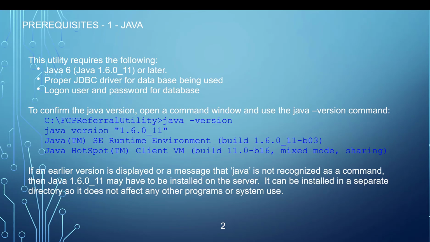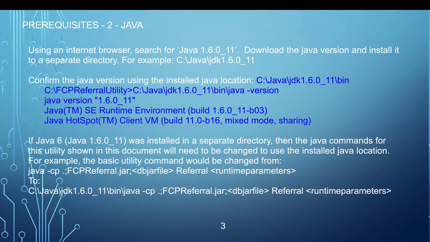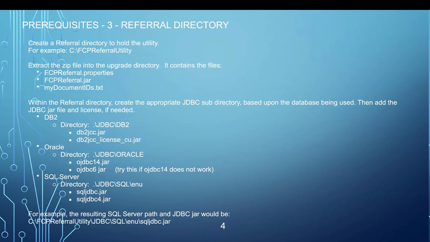You can first confirm your Java version. If you have not installed Java, you can search for Java using an internet browser, download the Java version, and install it to a separate directory. If you install Java 6 to a separate directory, when you run the utility command, you need to add the Java directory before the Java command.